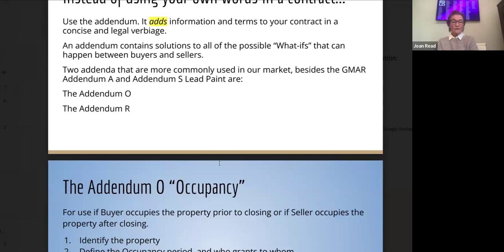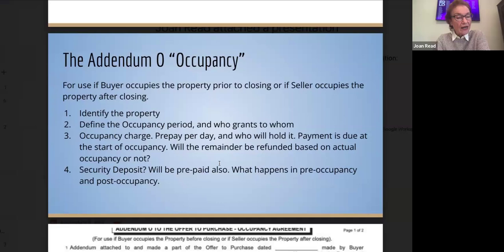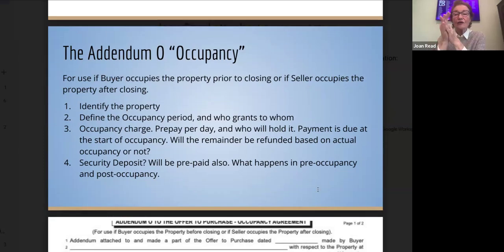Okay, next one. So talking first about the addendum O, occupancy: you use it if the buyer wants to occupy the property prior to closing, which is not common, but it does happen, or if the seller wants to occupy the property after closing. So you use the addendum O for either one of those situations.